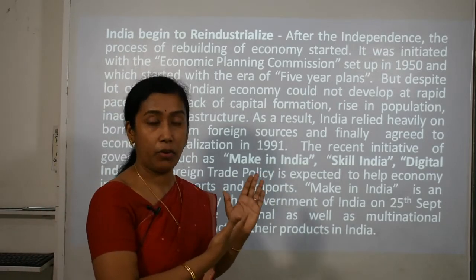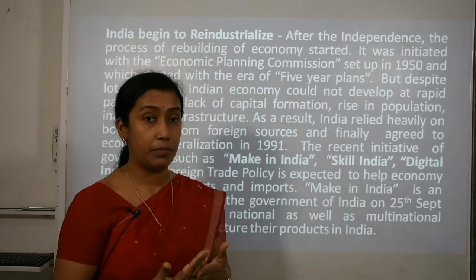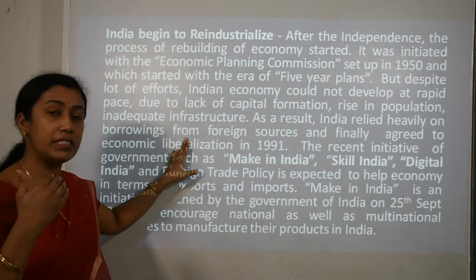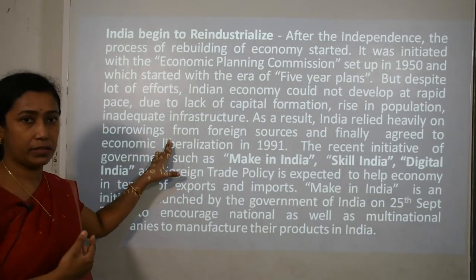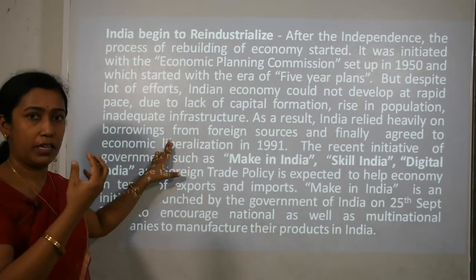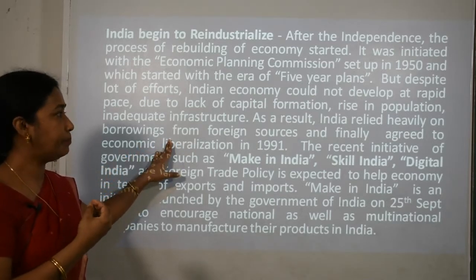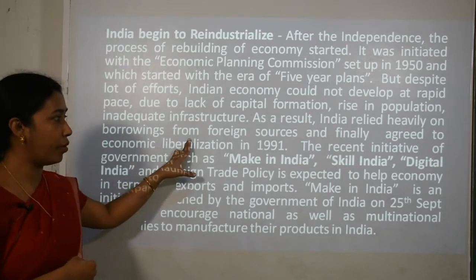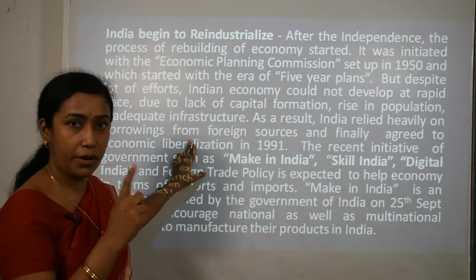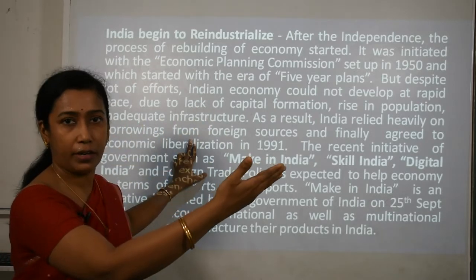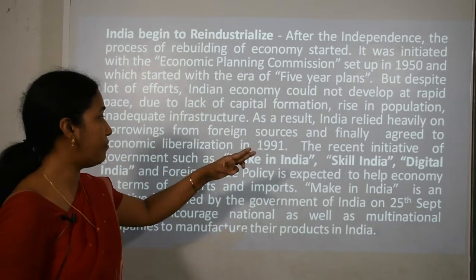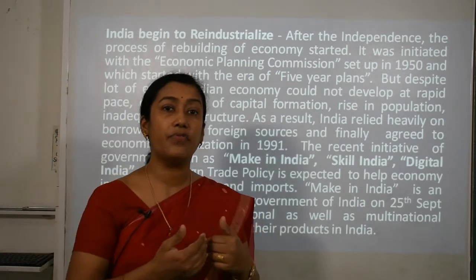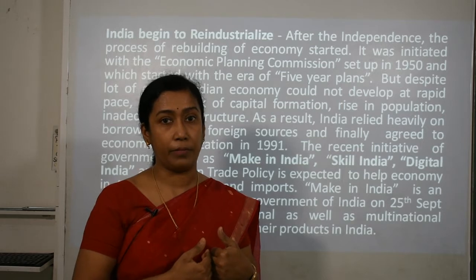Besides, the Economic Planning Commission made certain 5-year plans, and as a result, India relied heavily on borrowings. Borrowings means to take money or anything from someone else, and later you will pay it back. So India relied heavily on borrowings from foreign sources, that is from foreign countries. We were again depending on foreign countries for various purposes, and finally agreed to economic liberalization in 1991. And finally we framed this policy of liberalization.